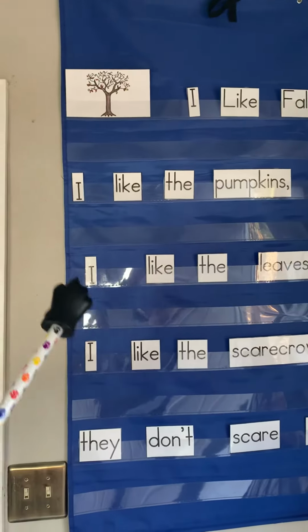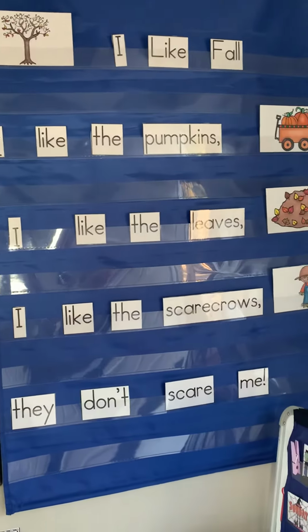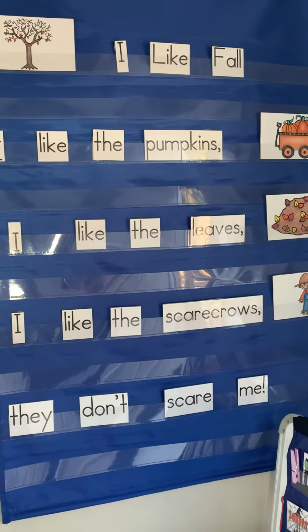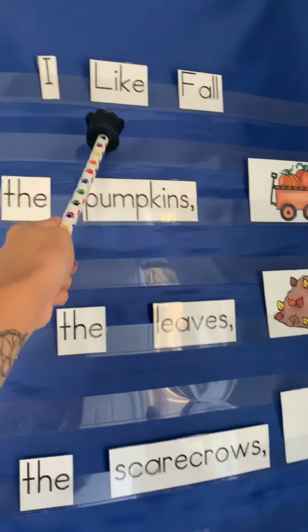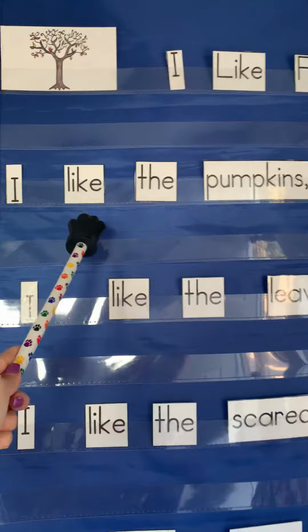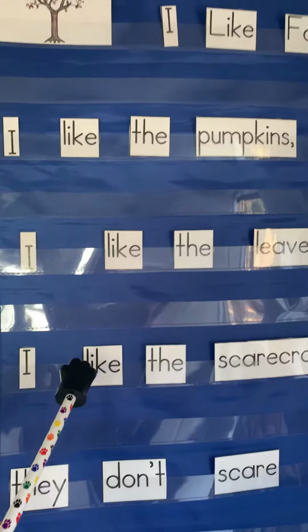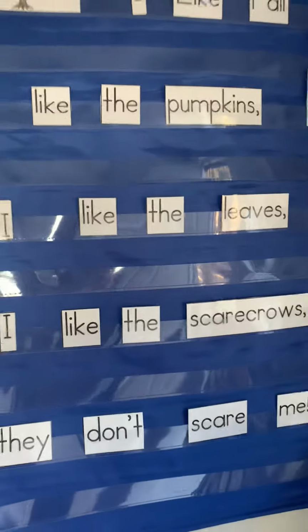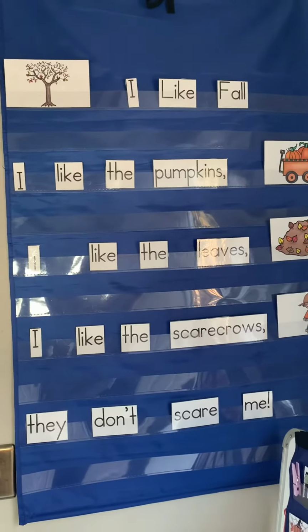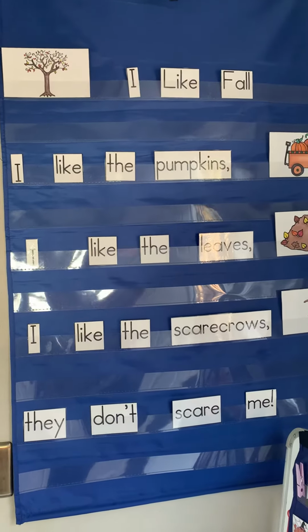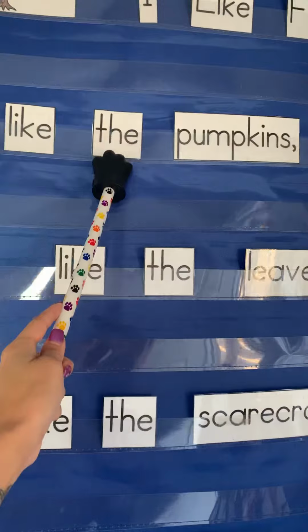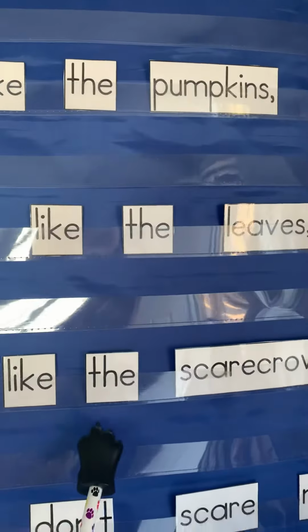How many times do you see the sight word like? One, two, three, four. How many times do you see the sight word the? One, two, three. Very good.